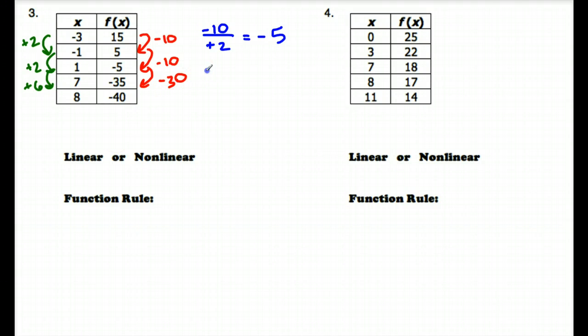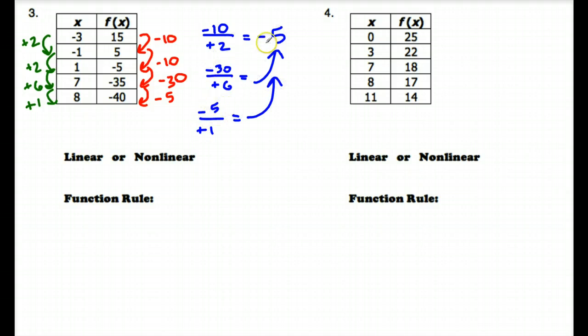If we take -30 divided by this +6 over here, -30 divided by 6 is still -5. So that rate of change is still constant. And then finally, I'm going down 5 from -35 to -40. Over here I'm going up 1 from 7 to 8. And so we have -5 over +1, which gives us, again, -5. So that means I have a constant rate of change for my table here. That rate of change is -5, and so this would be an example of a linear function.